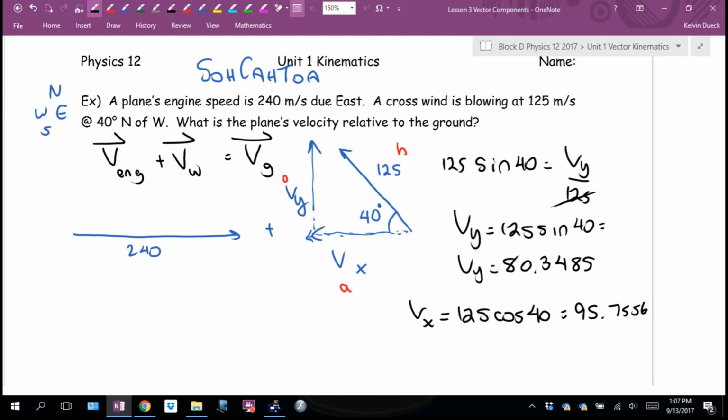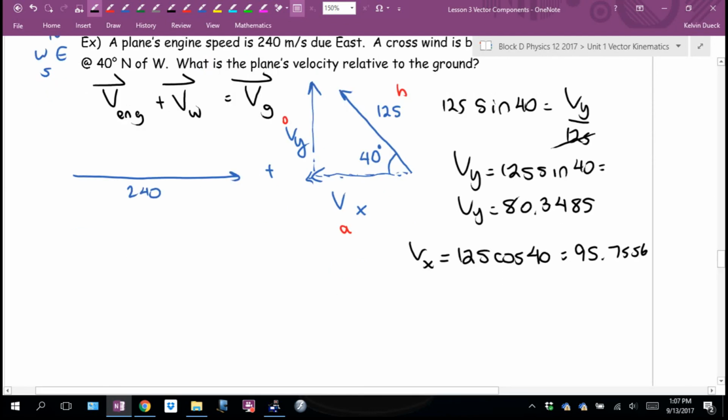Thankfully, one of the reasons I carry extra decimals is if I make a dumb mistake there, hopefully it will make a difference once I go to 3 sig figs, hopefully. Yeah. So now if I break this up, I really have 240 plus 95.7556 plus 80.3485.